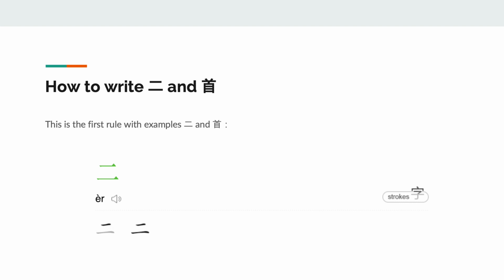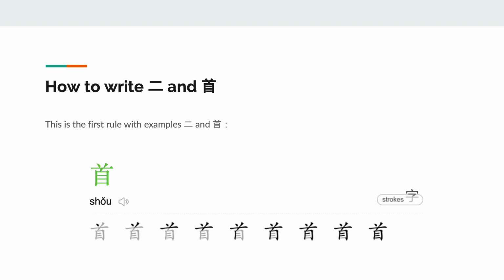Next, let's look at how to write 二 and 手. They are examples of top to bottom, left to right. 二 means two, and this is the correct order on how to write it. You can see that the top stroke comes before the bottom stroke. Next, 手 means head of a company. This character also displays the first rule, top to bottom and left to right.